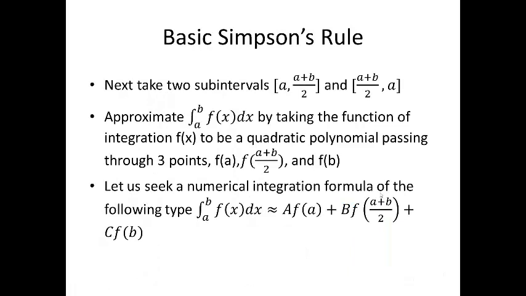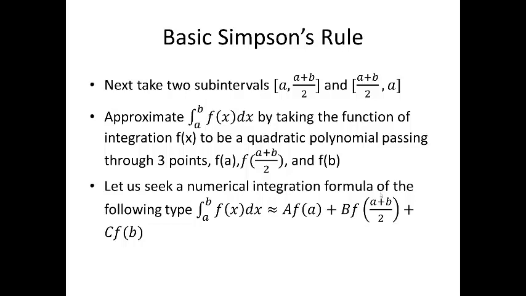So this leads us to the basic Simpson's rule, where we take two subintervals, a to (a plus b)/2 and (a plus b)/2 to b. Now what we want to do is approximate the integral from a to b of f(x) dx by taking the function of integration to be the quadratic polynomial passing through three points, namely f(a), f((a plus b)/2), and f(b). And we want to look at a numerical integration formula of the following form: capital A f(a) plus capital B f((a plus b)/2) plus capital C f(b).